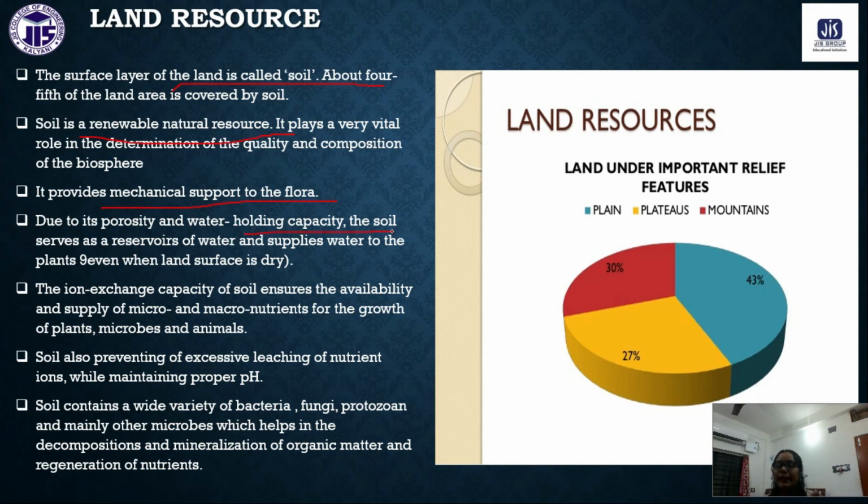Okay, so that is why the soil can hold the water, and the water can pass through these layers and be collected as groundwater. And the retaining capacity of the soil ensures the availability and supply of micro and macronutrients for the plants also. Exactly. So what will happen?